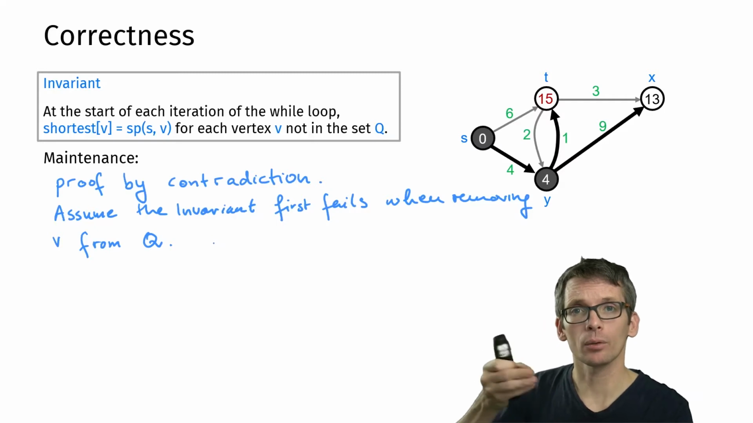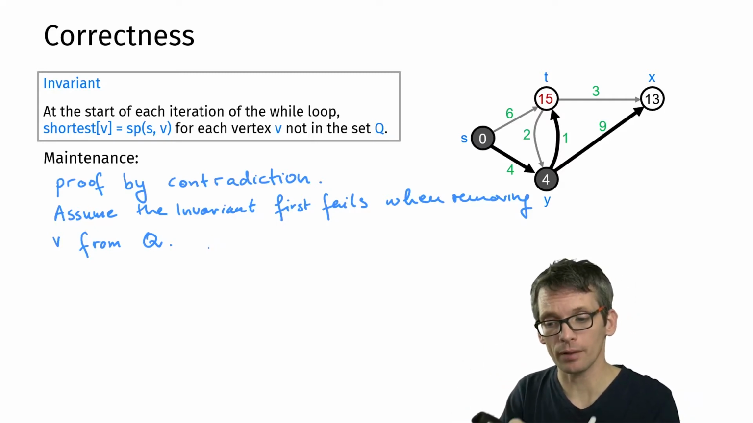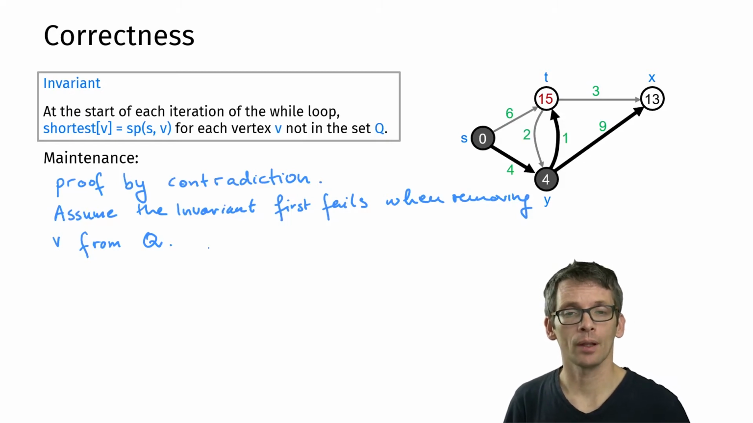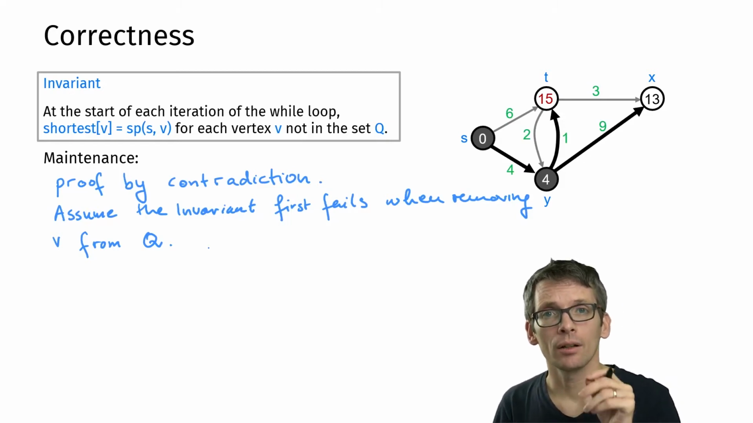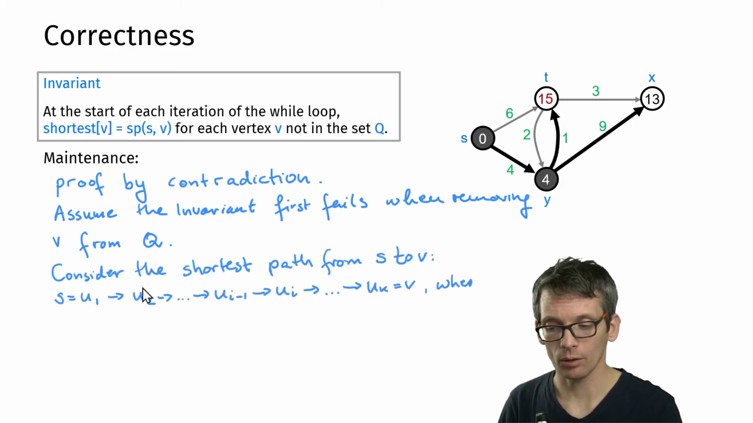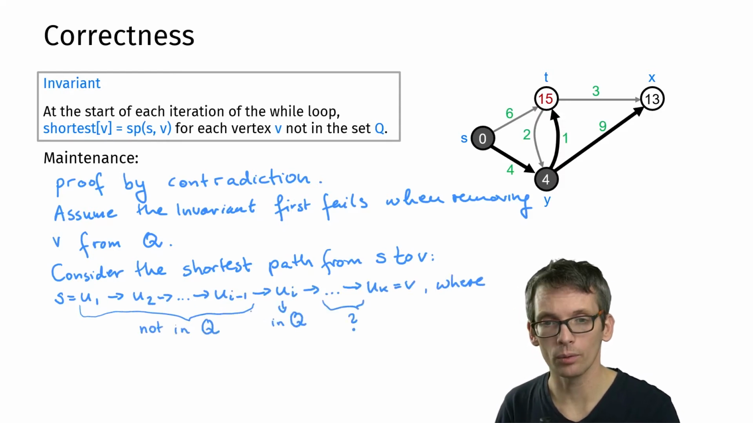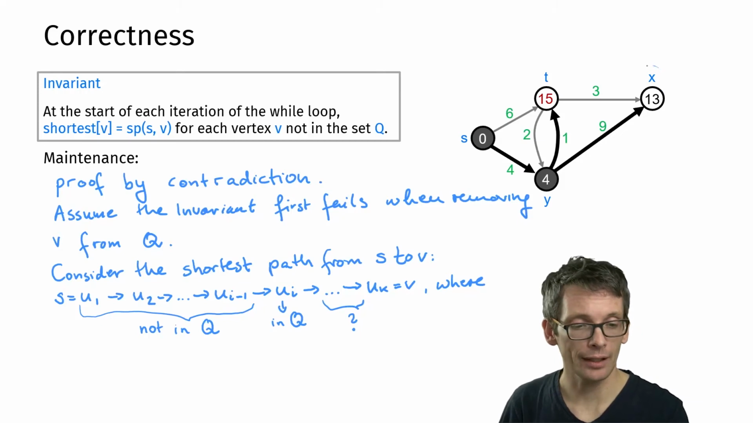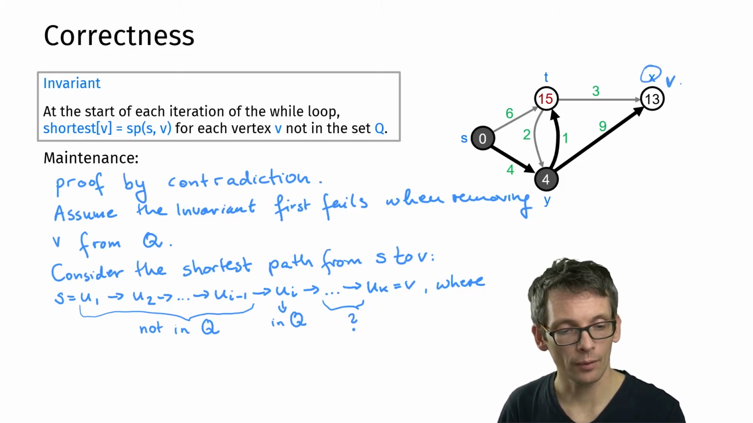So what does it mean that the maintenance fails? It means that then shortest of V is not the shortest path distance. Now let's consider the actual shortest path from S to V. So let's call that U1, U2, U and so on. And so let's take it as an example. So let's say X would be our V. And then we call that UK in our case.